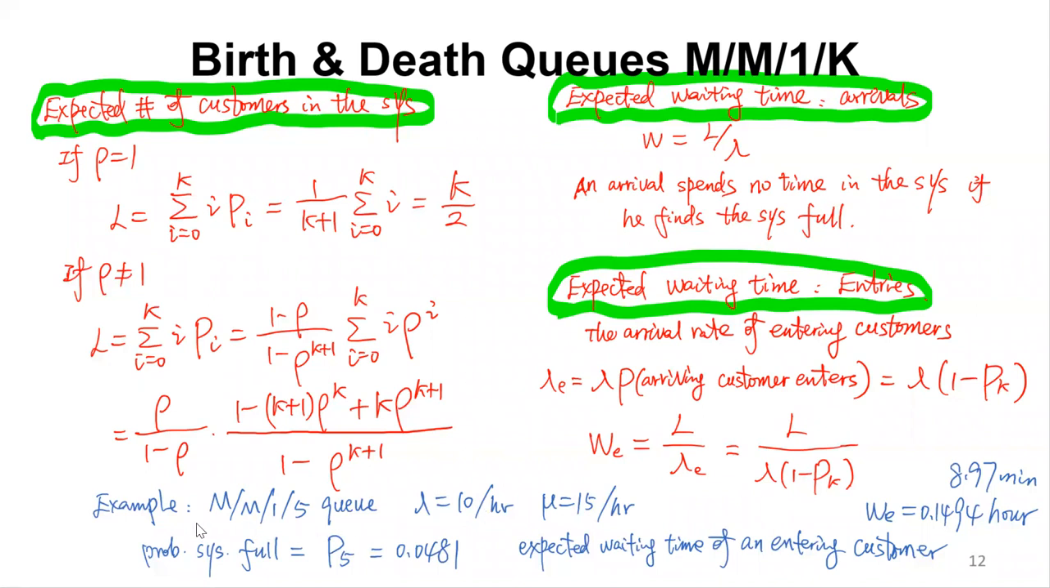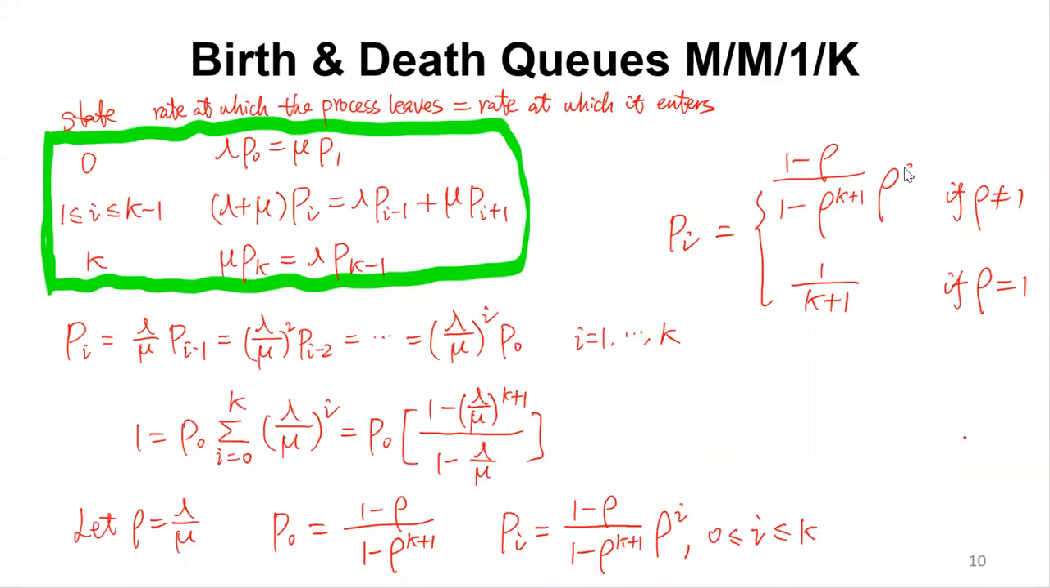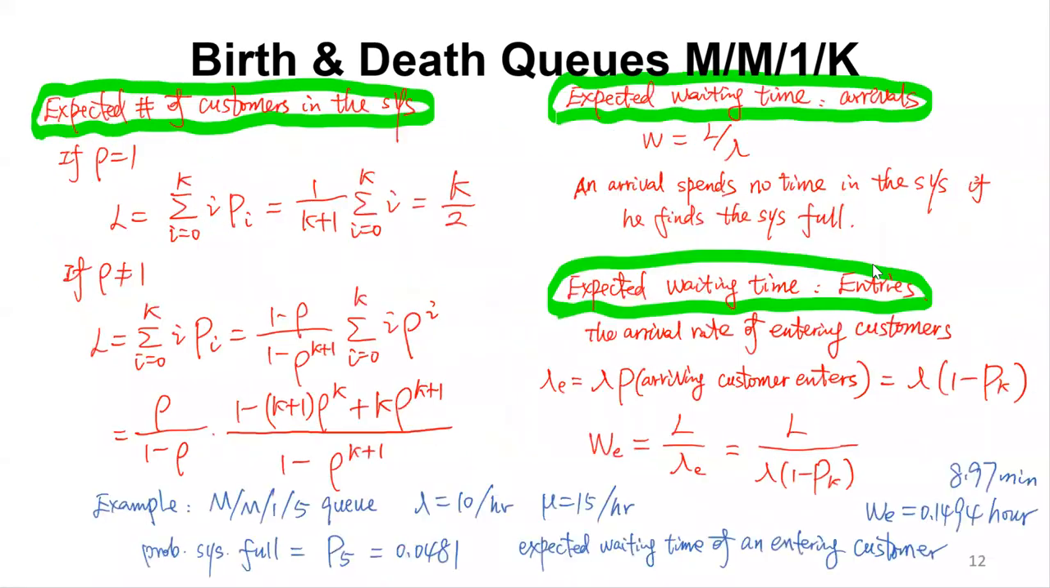Now let's have a look at an example. Suppose we have M/M/1/5 queue and lambda equals 10, mu equals 15. What's the probability of the system being full? That is P5. How to calculate P5? You just put this as 5, and 5 plus 1 is 6. And then lambda over mu equals rho, right? So you can calculate the P5.